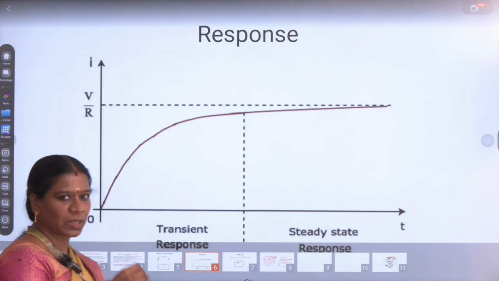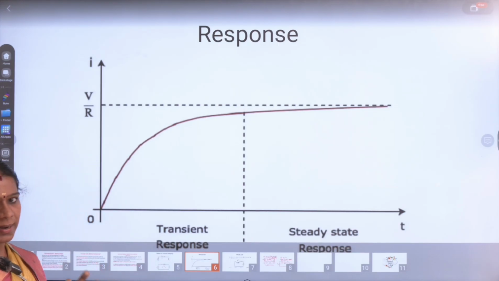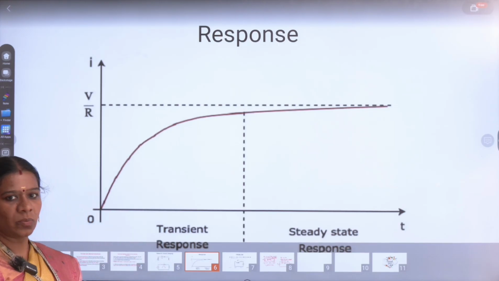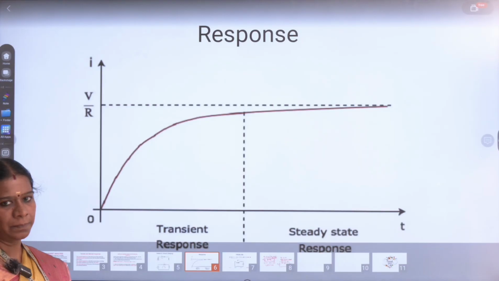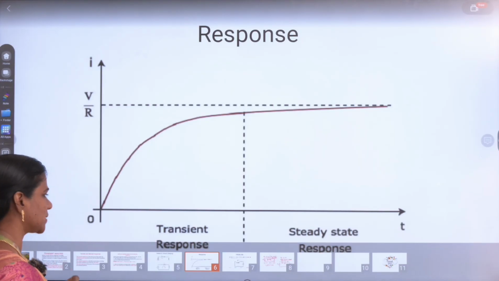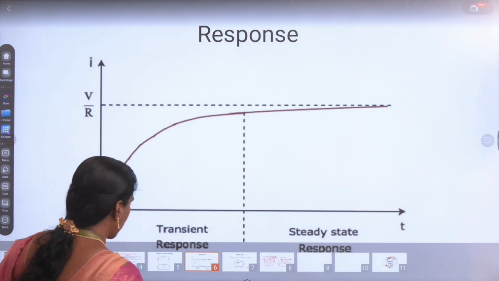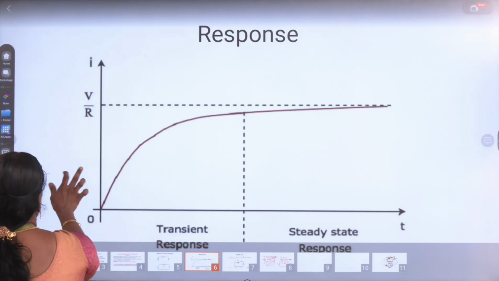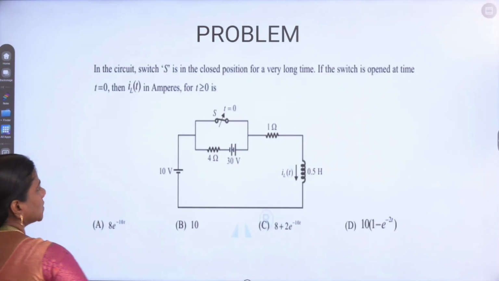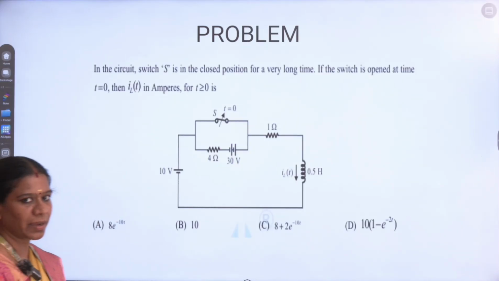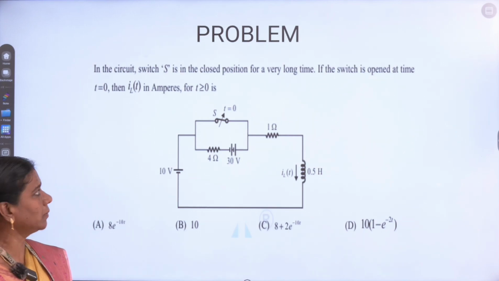I think this is enough about the basic concepts behind transients and RL transients. Now we can discuss the GATE problem, which is a very important problem that appeared in previous year GATE question papers. So this is the problem I have taken for discussing in today's session.